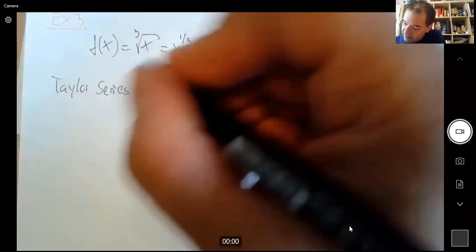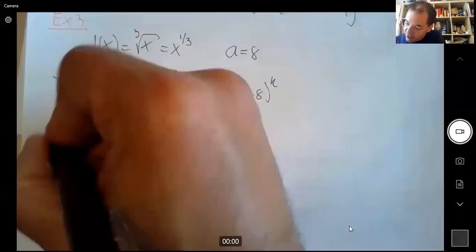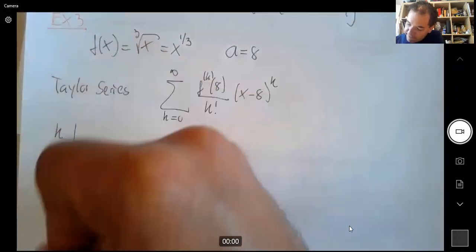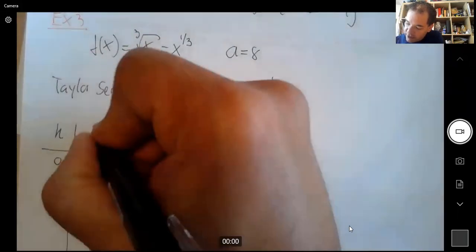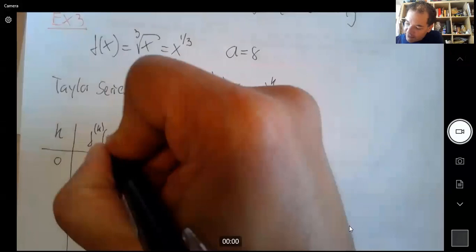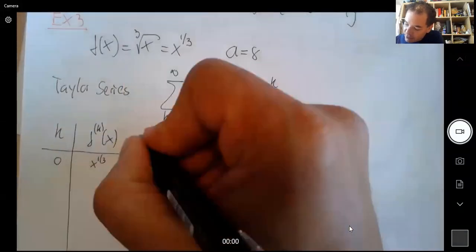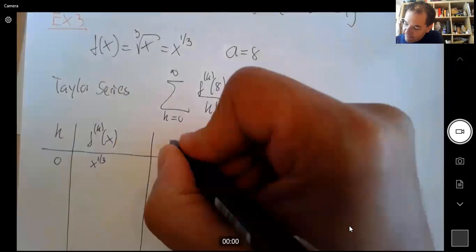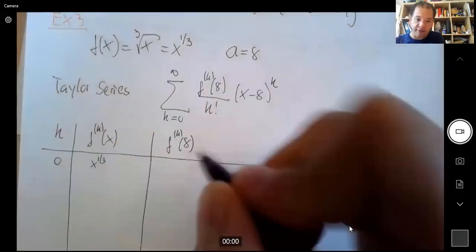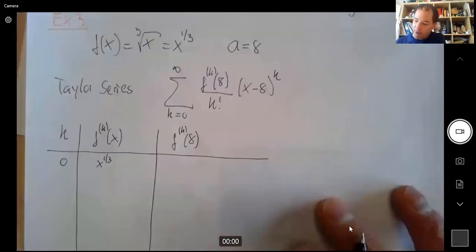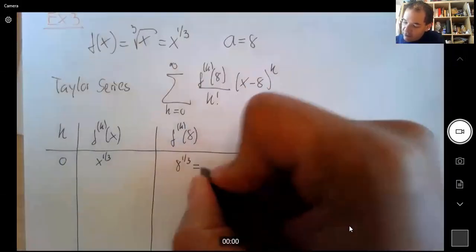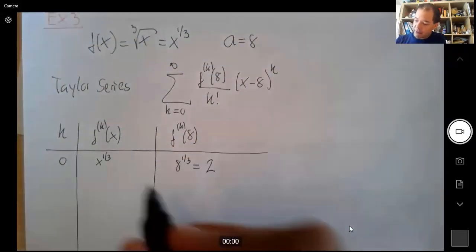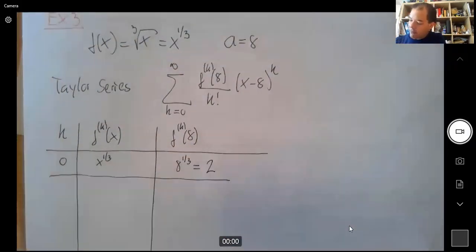So let's get that work in. Here's the k equals 0 derivative, which is just the original function. So that's x to the 1/3. And then when we plug in 8, not 0, 8, right? We're doing it around 8. When we plug in 8, we get 8 to the 1/3. And that's 2. All right, so that's the first one. Good, we have 1. So that's the first non-zero term.